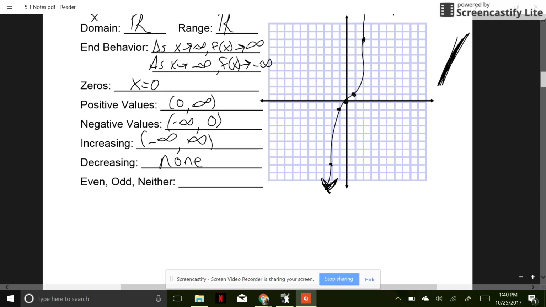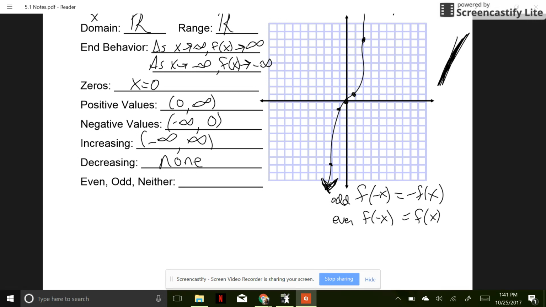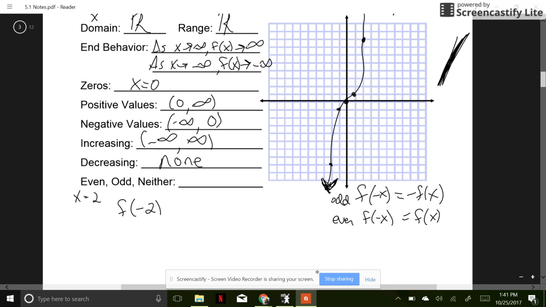Even, odd, and neither. The important thing to remember is what even and odd are. For a function to be odd, take f of -x, and it should be -f of x. That's for odd. For even, we take f of -x, and it's the same thing as f of x. Just for ease of use, let's pick an x value. Let's check when x is 2. First we check what f of -2 is.